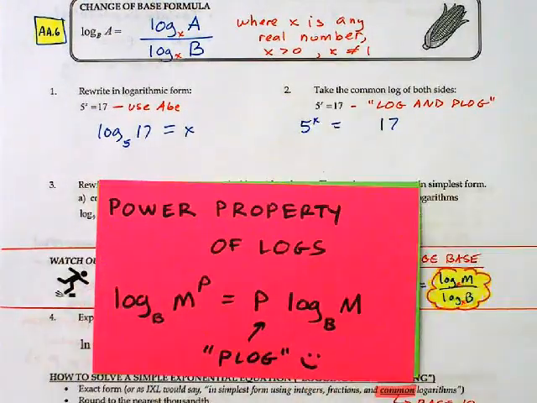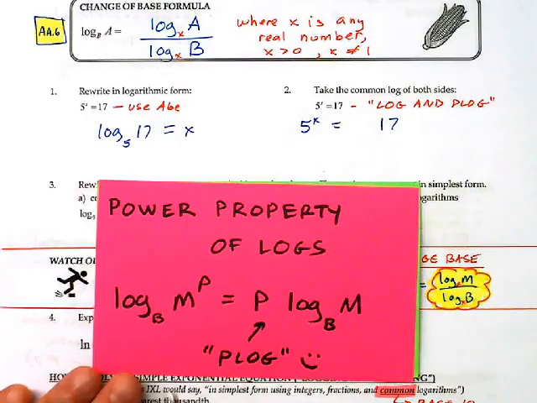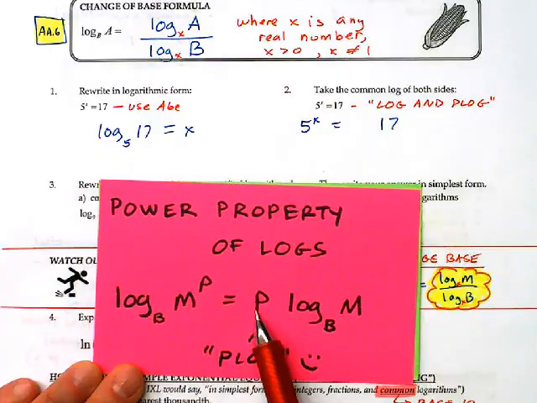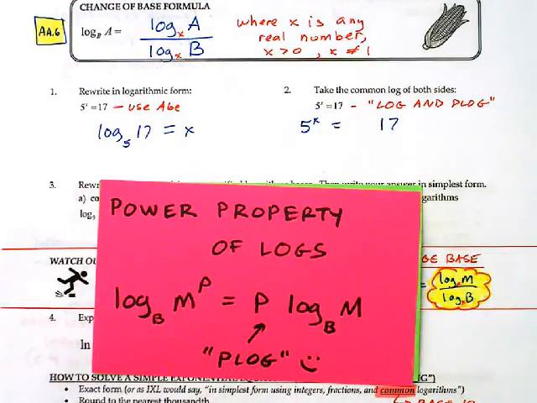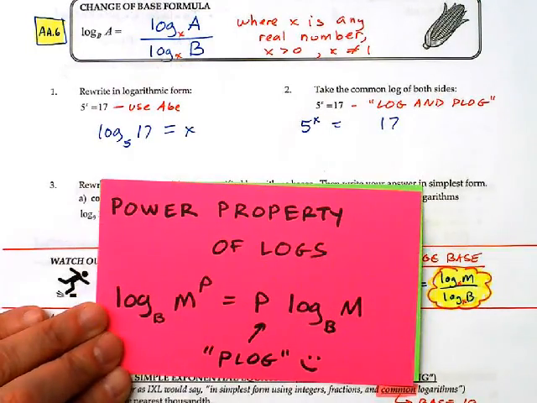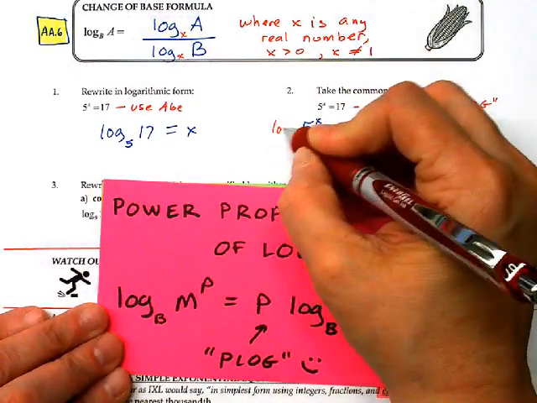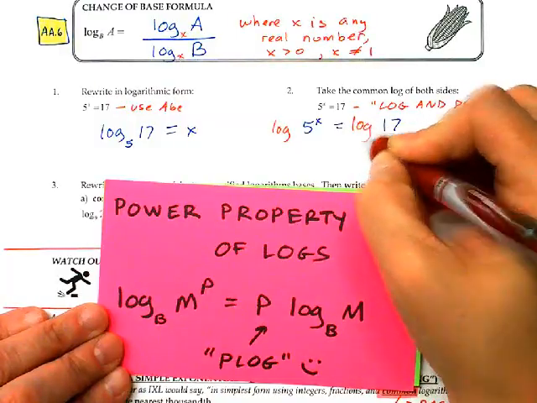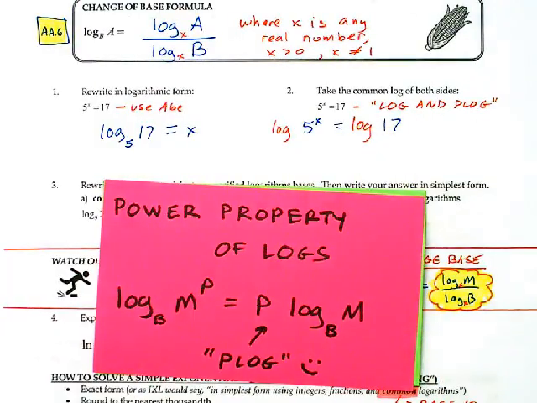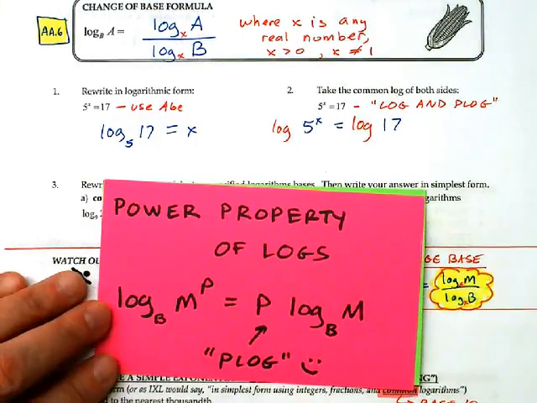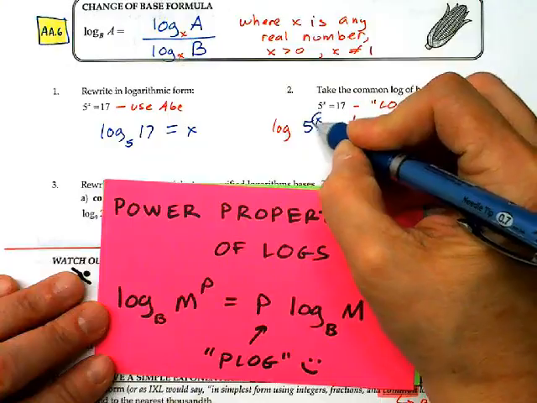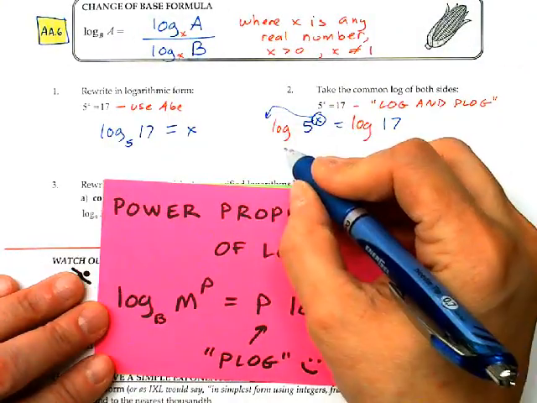So I'm just going to take a moment and remind you of the power property of logs. When we take the log of something that has an exponent, that exponent can jump down or plug on down in front of the original logarithm. So I do call this logging and plugging. So if I take the base 10 log of each side, that will give me a new statement: log of 5 to the x equals log of 17. And we know this x can plug on down.